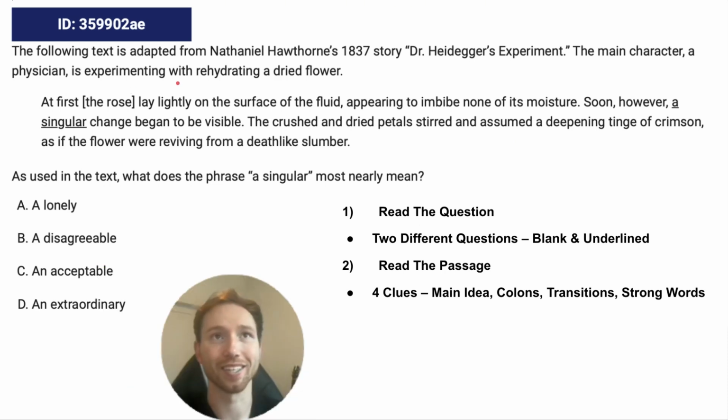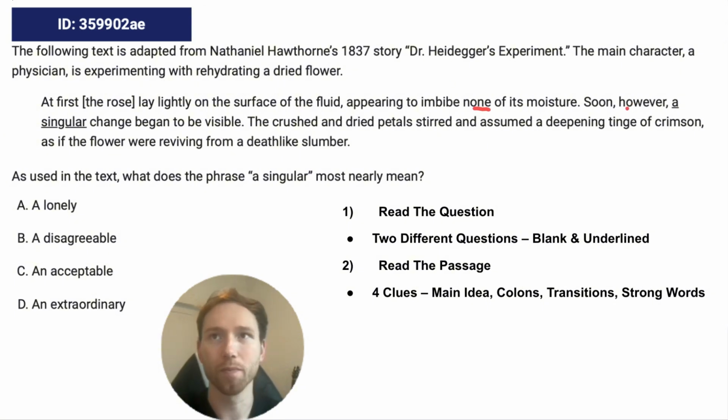The following text is adapted from Nathaniel Hawthorne's 1837 story. The main character, a physician, is experimenting with rehydrating a dried flower. "At first, the rose lay lightly on the surface of the fluid, appearing to imbibe none of its moisture." So none is a strong word. Strong words are words with strong tone, so positive tone, negative tone, but also words that are a little bit extreme and change your idea about something. So in this case, none is pretty extreme.